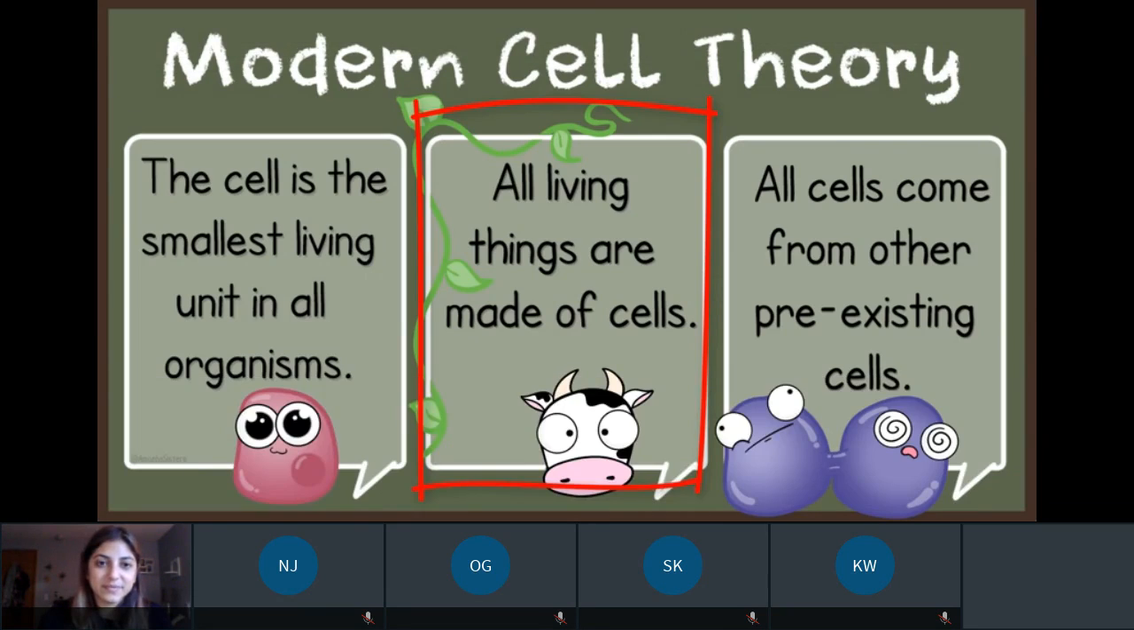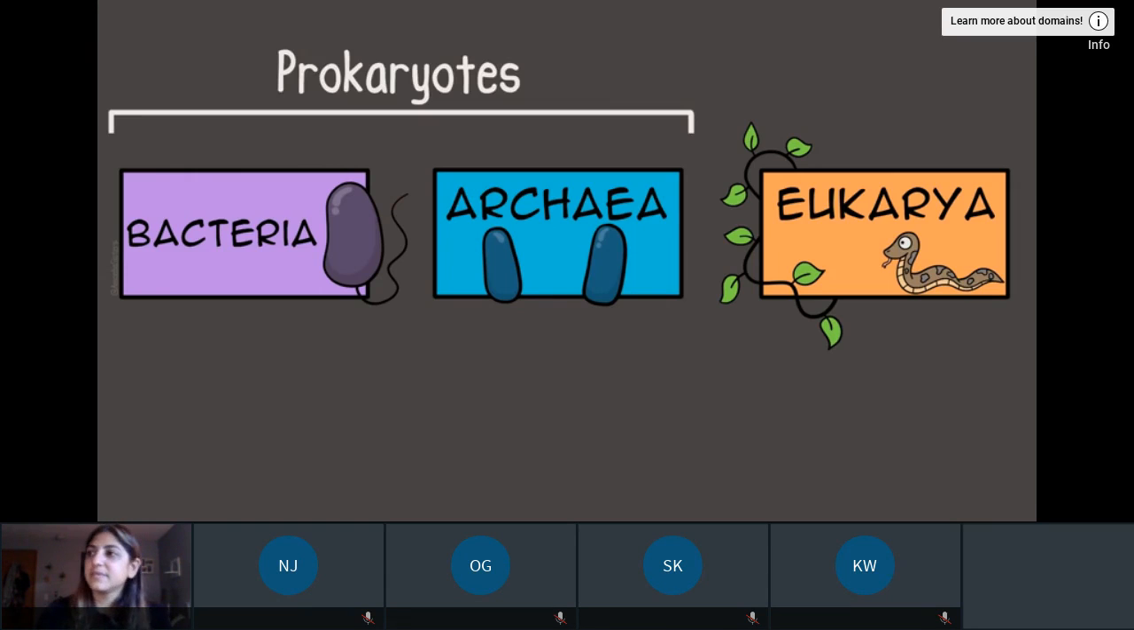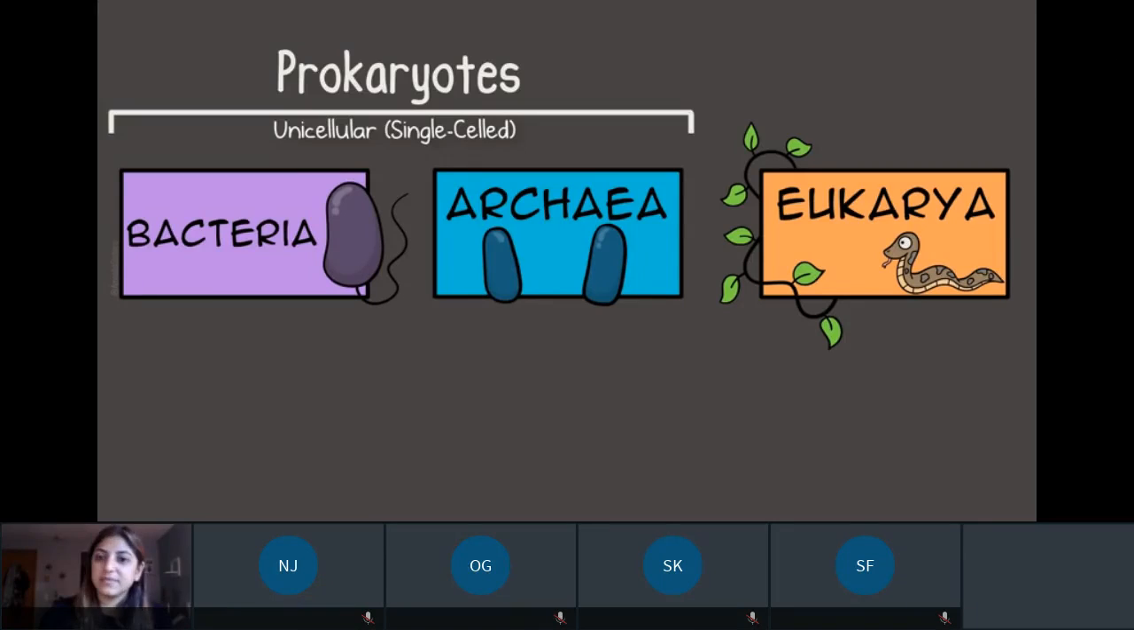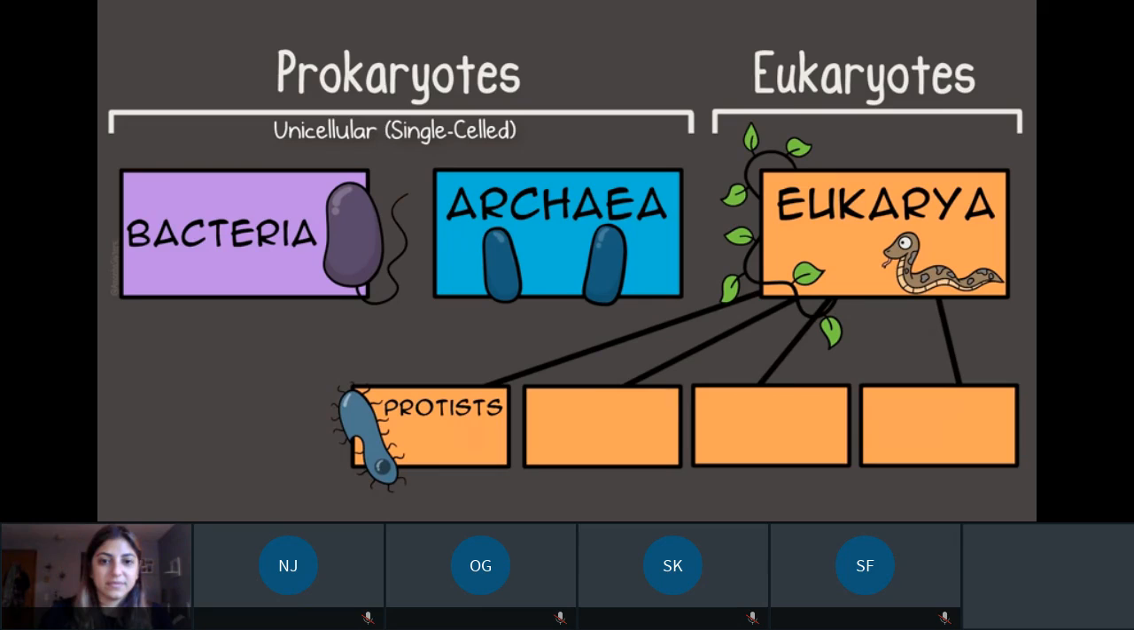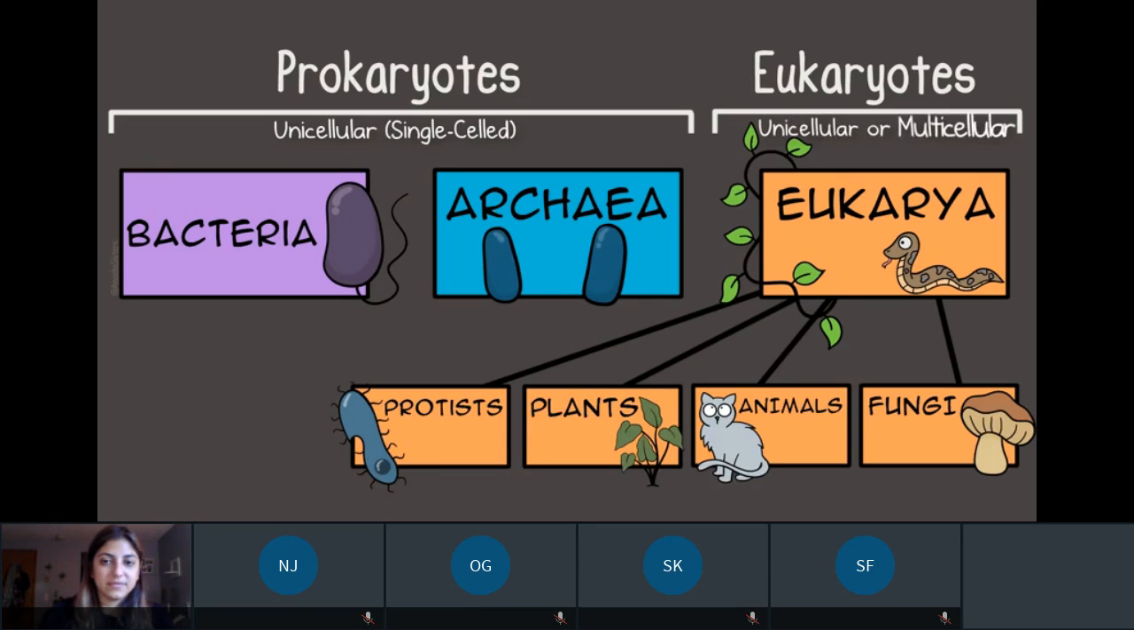All living things. In the three domains of life, prokaryotes are organisms that can be bacteria or archaea. They are unicellular, which means they are single-celled organisms. Eukaryotes are organisms that fit all in this last domain, eukarya. Eukaryotes can be protists, plants, animals, or fungi. They can be unicellular or they can be multicellular.